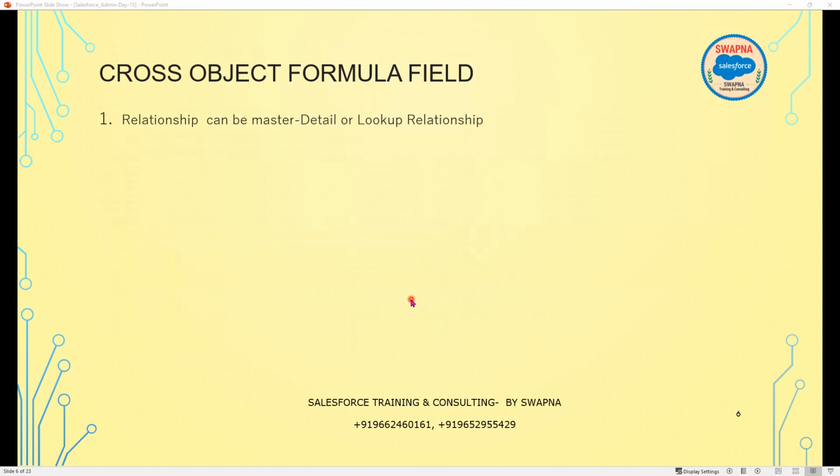Another point to remember is that it can refer to fields up to 10 relationships away. That means maximum you can have fields up to 10 relationships, but it can be increased to 50. That means you can create 50 relationship links, but it is required to get Salesforce Support's help for that.